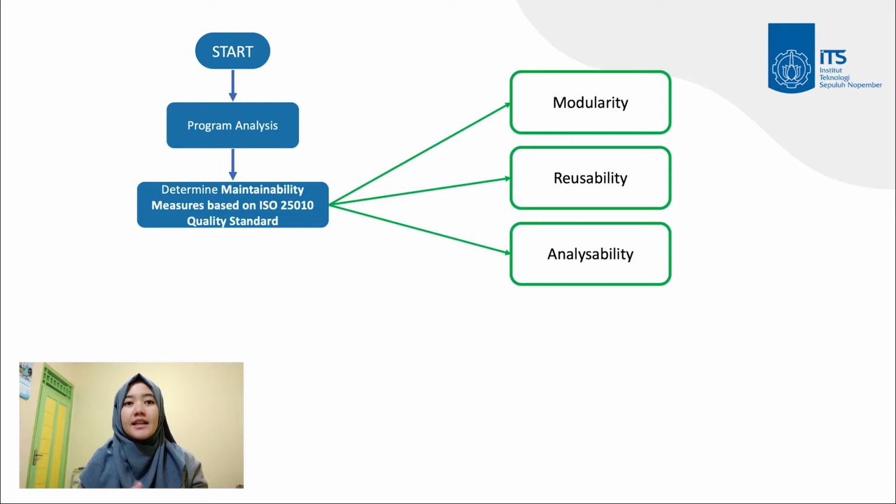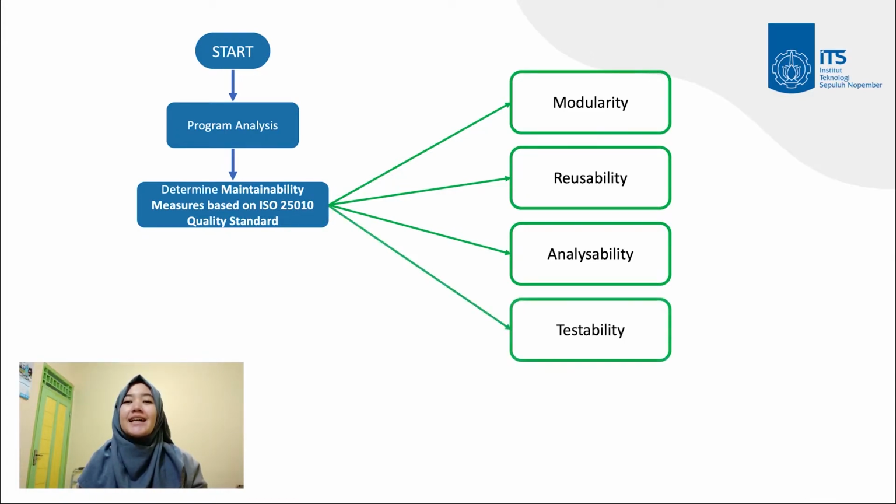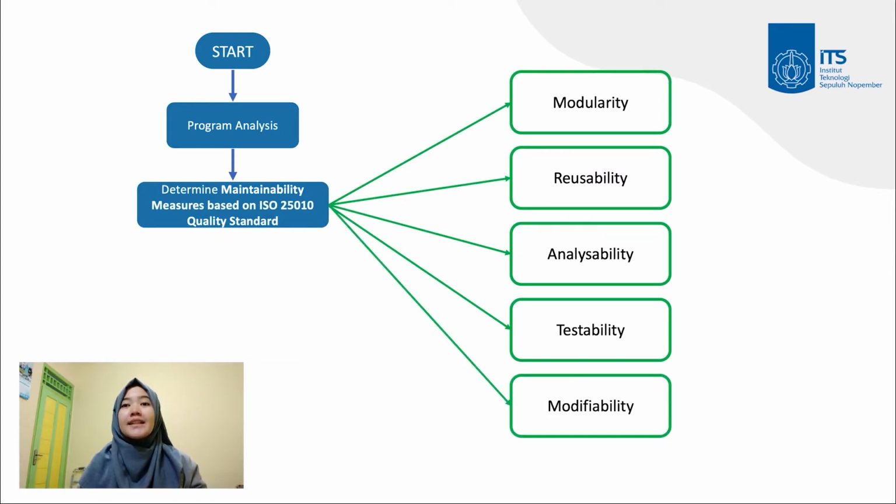can be analyzed, in this case diagnosing deficiencies and failures of products that can occur or identifying parts that are modified. And then testability is a quality that can be used to measure the ability of a system to be tested. And then modifiability is a quality that can be used to measure how far a product or system can be effectively and efficiently modified without any defect or reduce the quality of existing products.